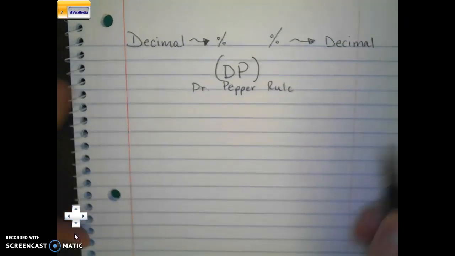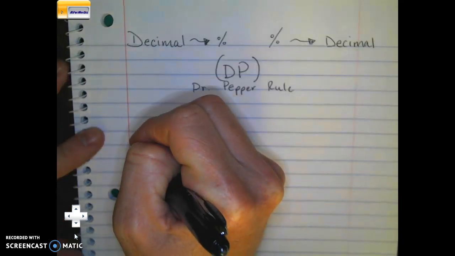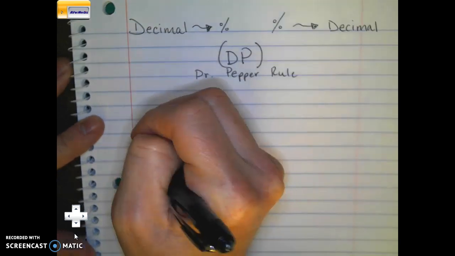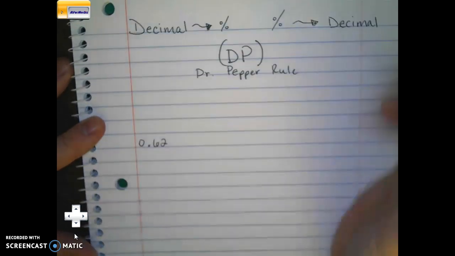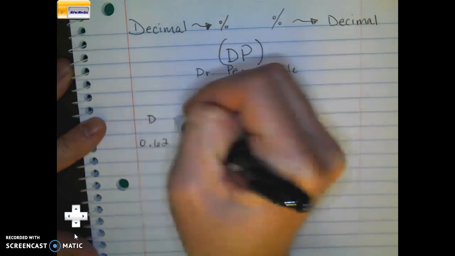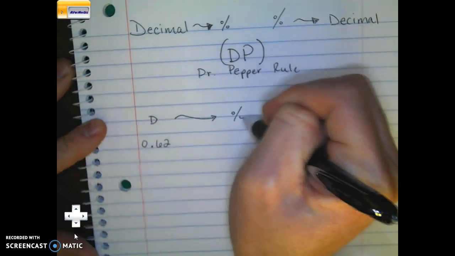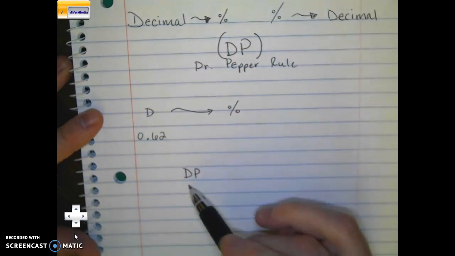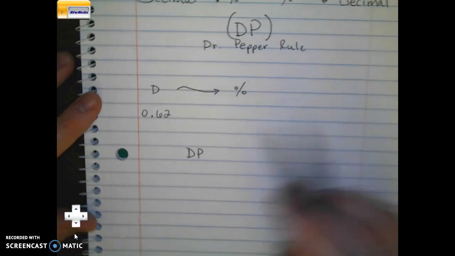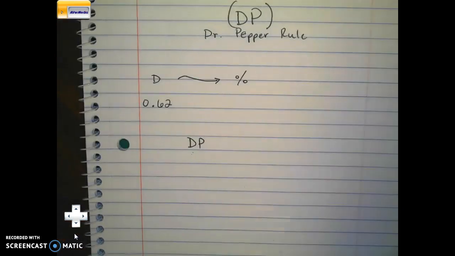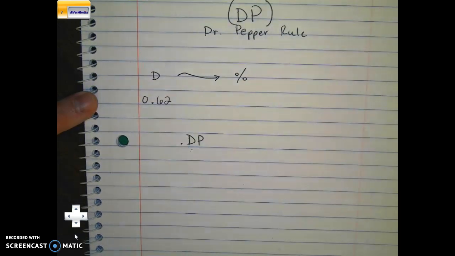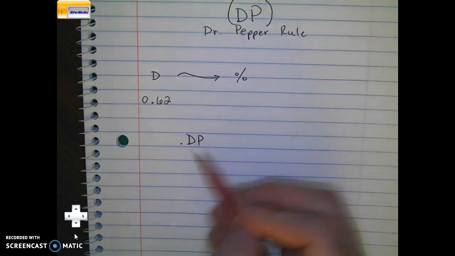So let's take a decimal for instance. Let's take 62 hundredths. Remember, you can write it 0.62 or you can throw a zero right there. Okay, it's a decimal and we want to change it to a percent. So what we do is we do the Dr. Pepper rule. You write down Dr. Pepper, and since it is a decimal, you're going to start on this side. Okay? Now, to move your decimal, you want to put it on the percent side.